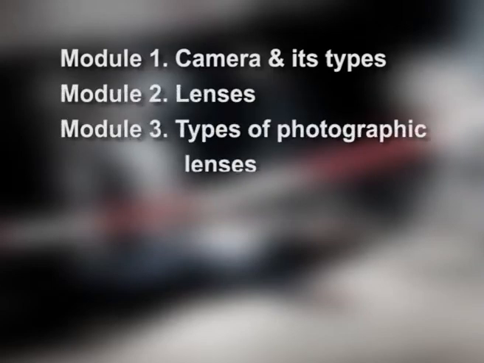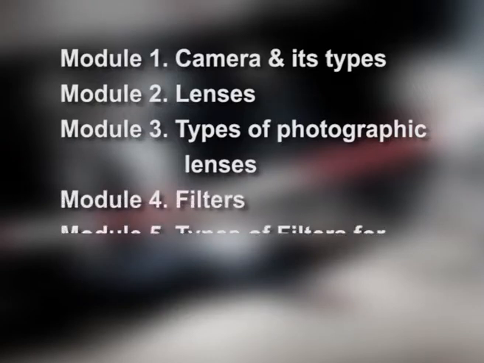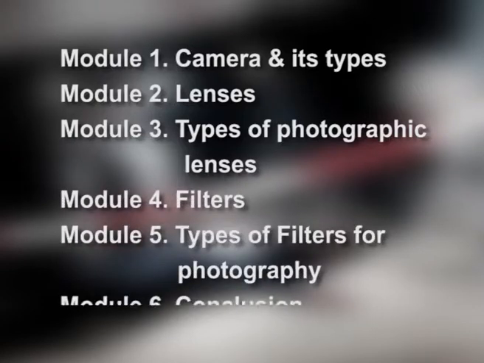Dear students, let us have a look at the modules which we are going to learn today. The first thing that we will learn is going to be the camera and its types, then lenses, then types of photographic lenses, filters, types of filters for photography, and conclusion. Let us now come to the first part of our lecture series, that is camera and its various types.